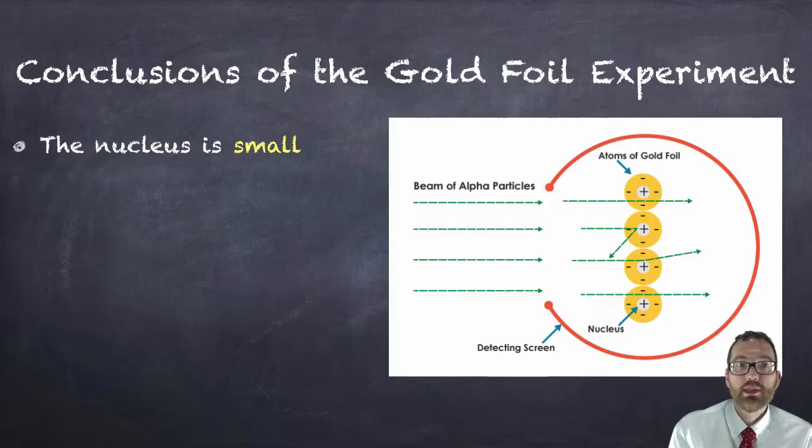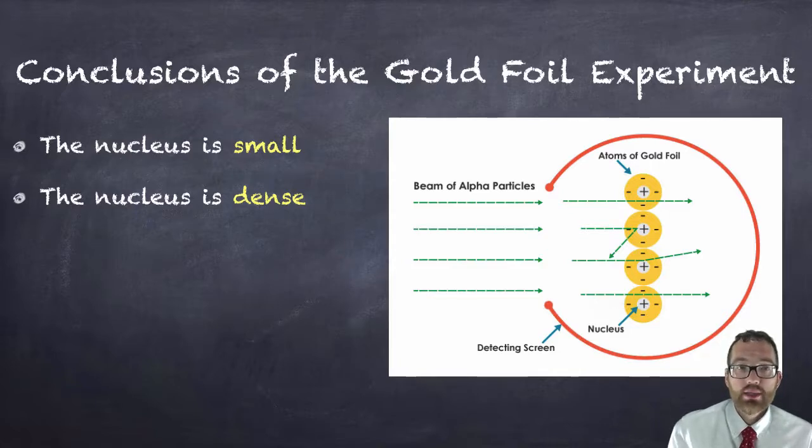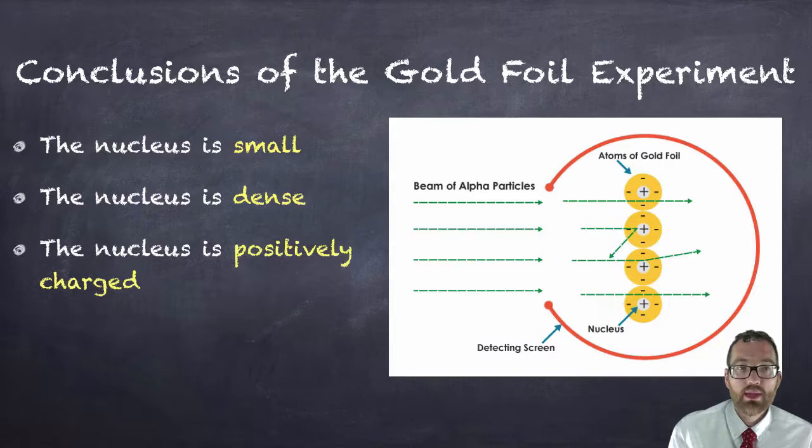So his conclusions were that the nucleus was small. It was surely small because most of his alpha particles went straight through and were detected directly in line of where the alpha particle emitter was shooting. It went right through the gold foil and directly to the other side. He also concluded that the nucleus was dense because when these alpha particles, which were traveling 1/10 the speed of light, hit the nuclei and bounced off, it said that the nuclei weren't moving. They must have been incredibly dense to withstand that kind of impact.